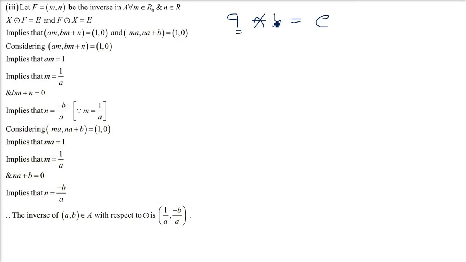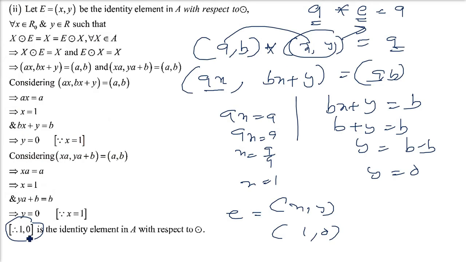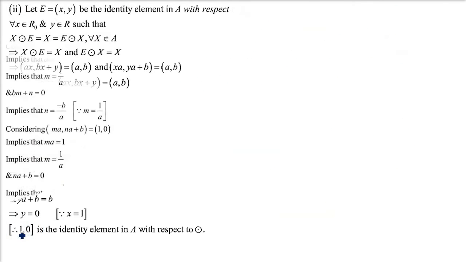Because A and B I can take as A and B. In B we can take C, D. There is another way also here, but let us go with the way we understood just now. So (A, B) operated with (C, D), you should get E. And what is E? (1, 0). This is the identity element. So equate this with (1, 0).